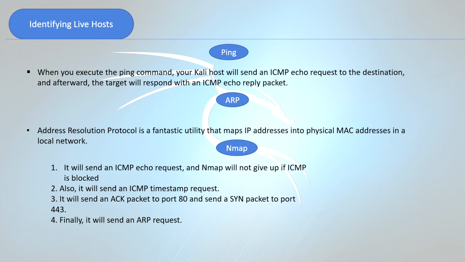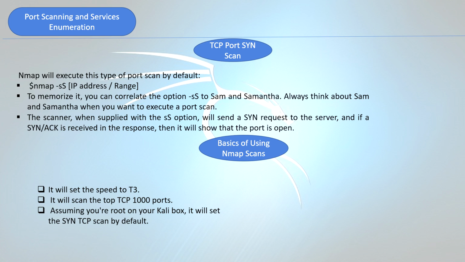ARP, the Address Resolution Protocol, maps IP addresses into physical MAC addresses, and it will be used when ICMP requests are blocked. Finally, the port scanning service, that is a TCP port scan. Nmap will execute this type of port scan by default, and Nmap takes an IP address as the target.